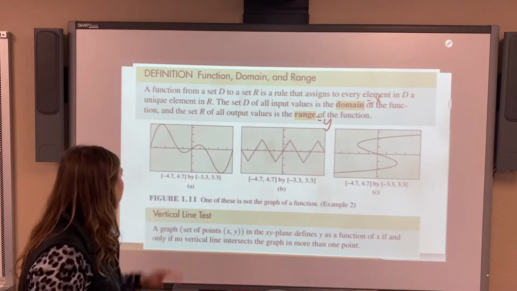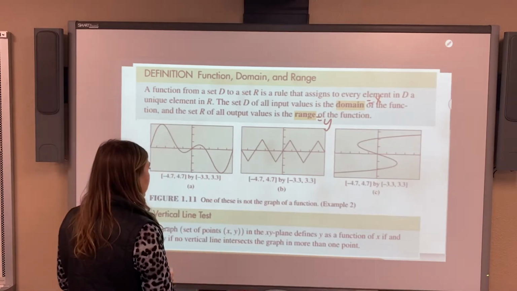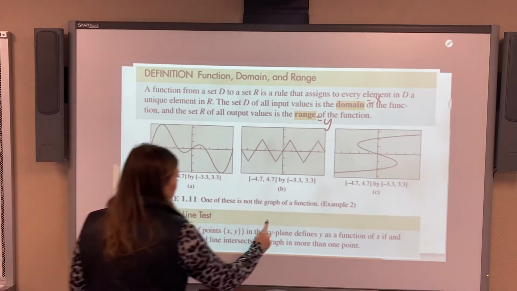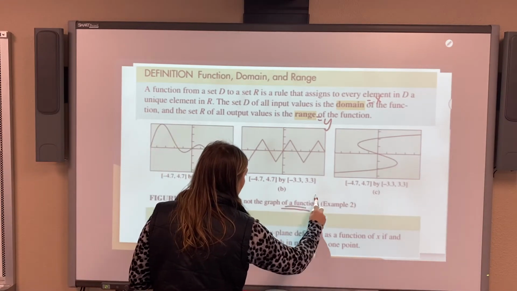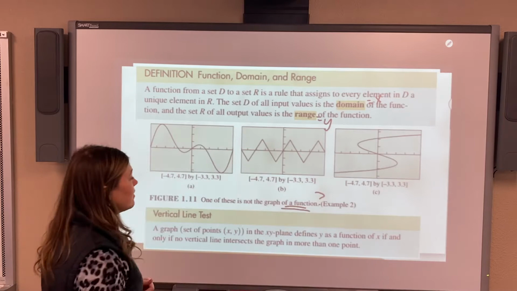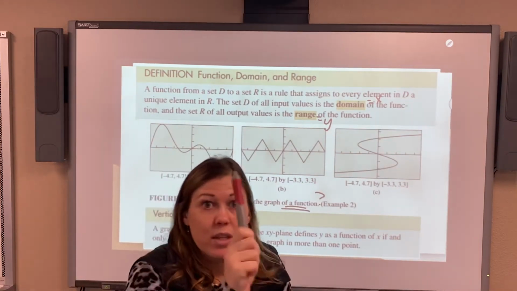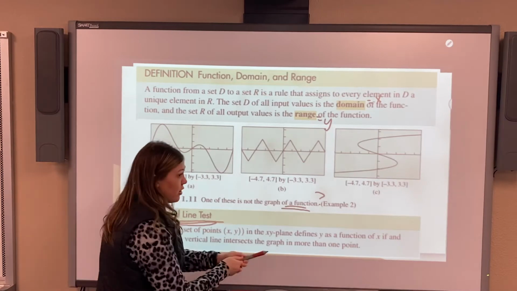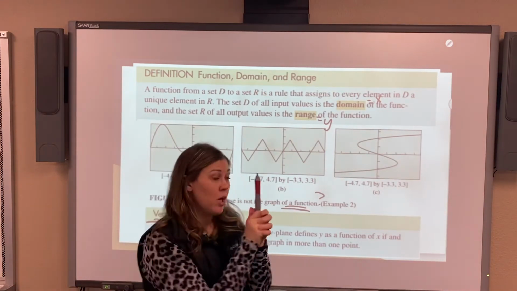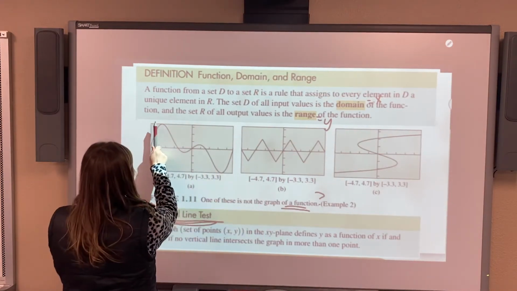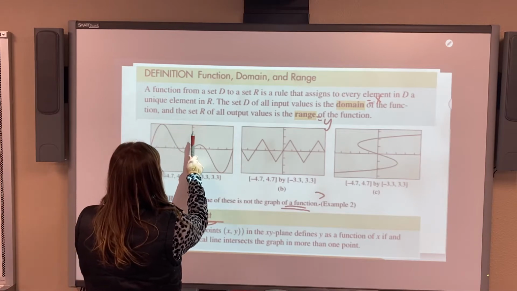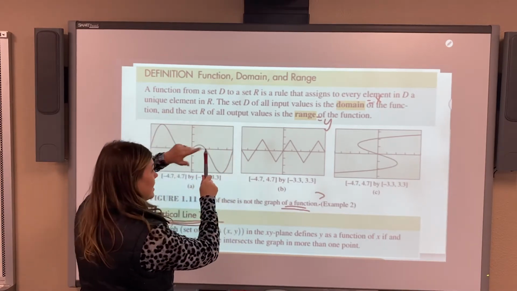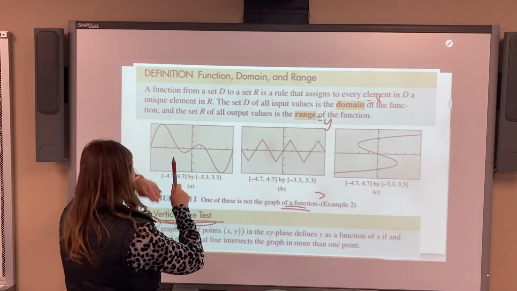So if we look at this graph right here, one of these is not a graph of a function. Well, which one? How can we determine if something is not a function? So we're gonna do the vertical line test. Okay, vertical means straight up and down. So we're gonna take our pencil and travel it along our graph, okay? If our graph touches our pencil in two spots at the same time, it's not a function.